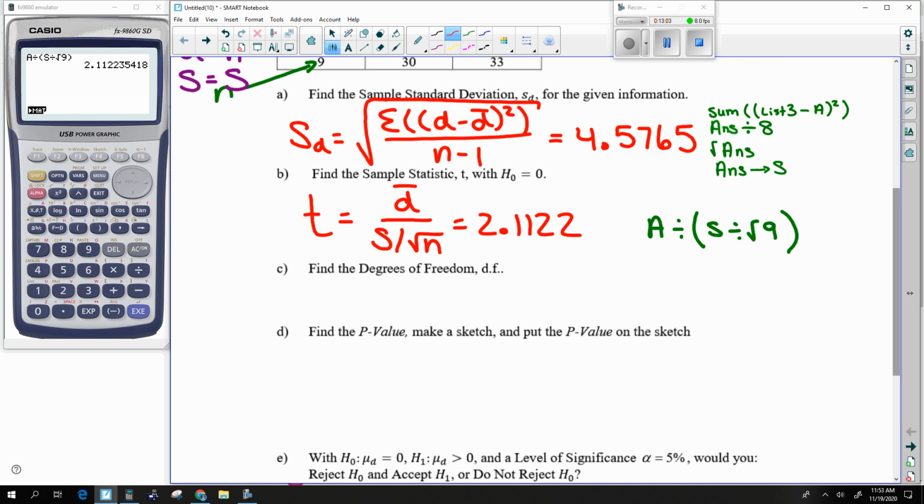The next question is, what are the degrees of freedom? That one's easy. Degrees of freedom is always n minus 1. And so again, the total number of things in this case was 9. So 9 minus 1 is 8. The degrees of freedom is 8.